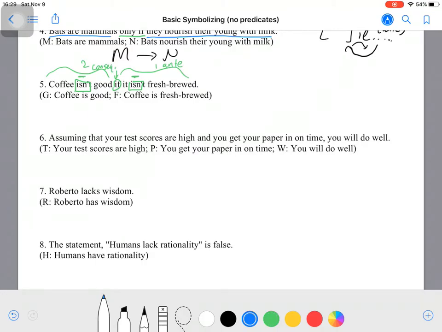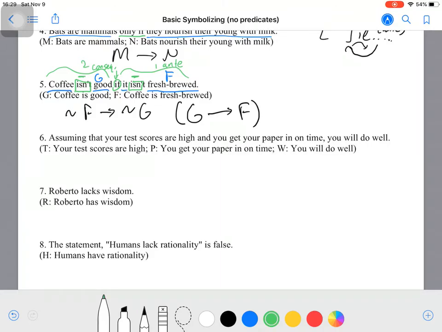Then let's underline the parts. Coffee is good, G, if it, coffee, is freshly brewed, F. So if coffee is not freshly brewed, then it's not the case that it's good coffee. This is also the same as saying that if coffee is good, then it must be the case that it was freshly brewed.